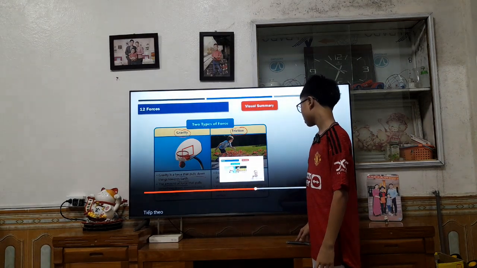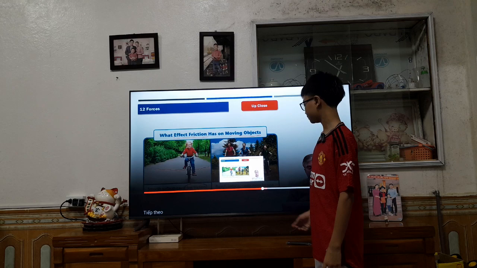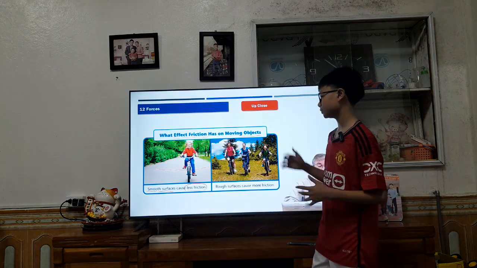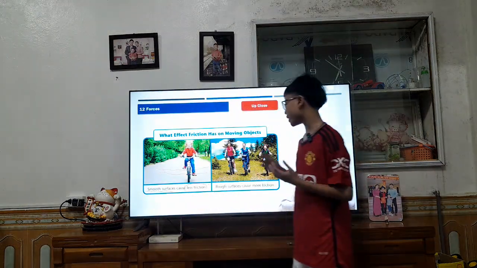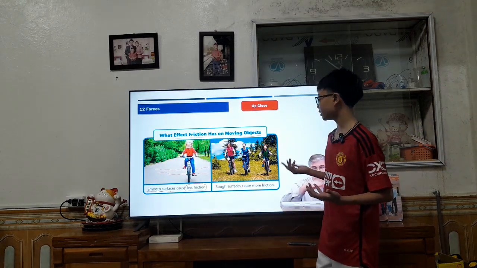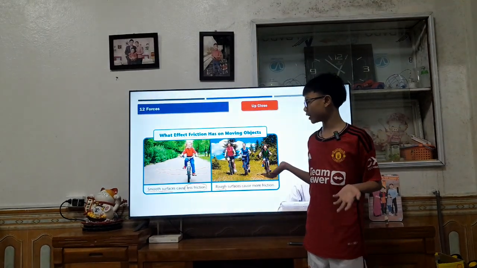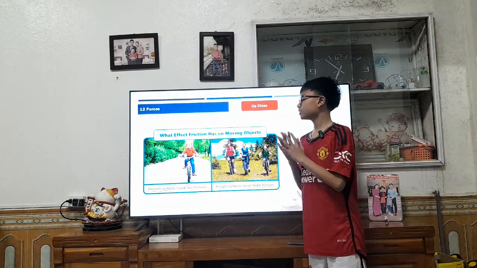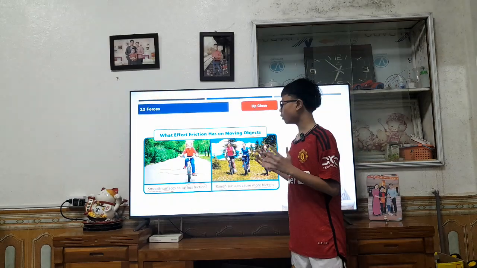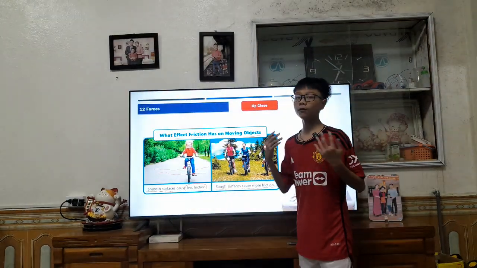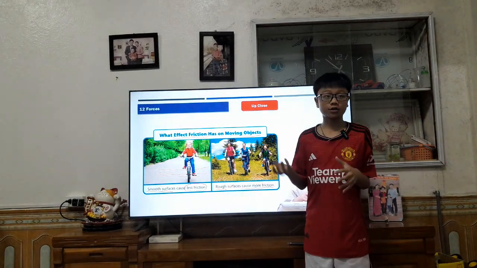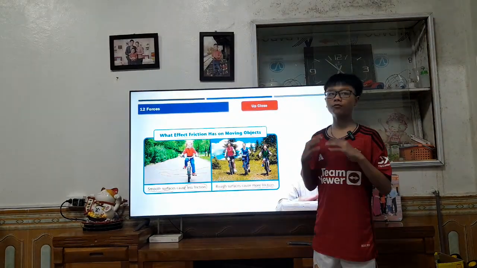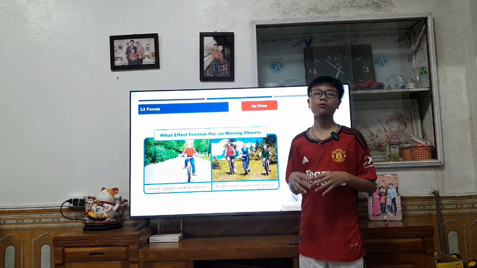Okay, so now let's take a look at the next part. What effect does friction have on moving objects? Smooth surfaces cause less friction, rough surfaces cause more friction. So as I say, that is right. The speed of an object will also depend on the surface and the friction. So if it's smooth, we go fast. But if it's rough, we go slow.